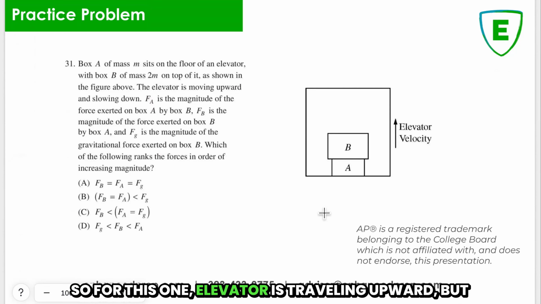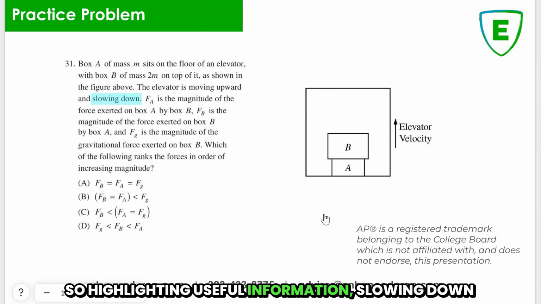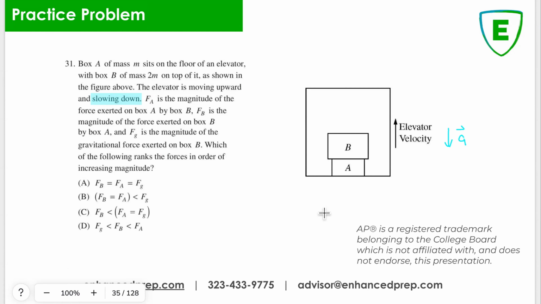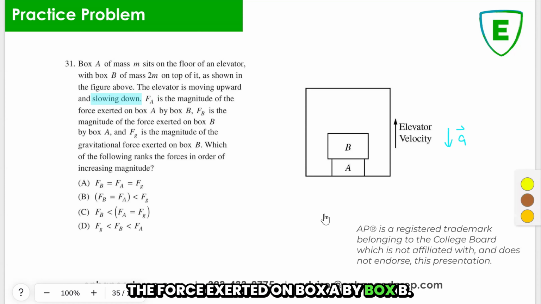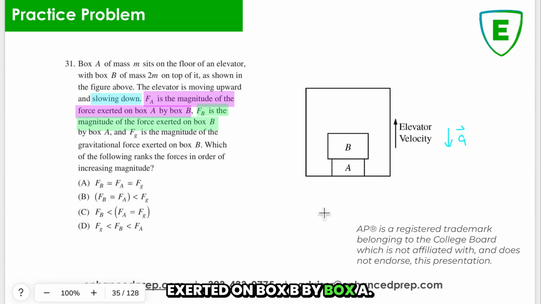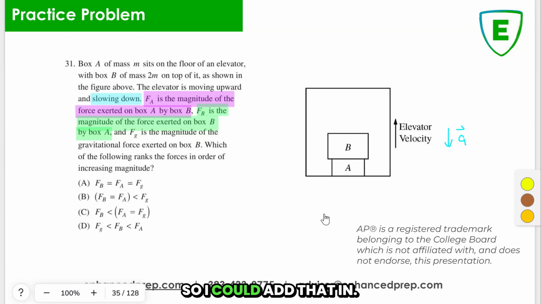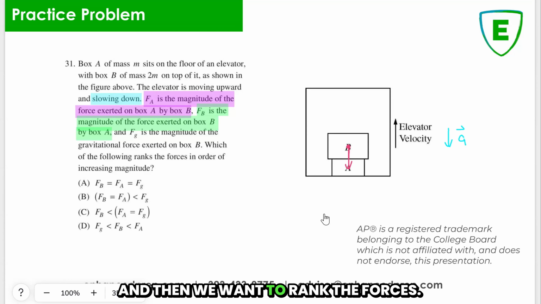So, for this one, the elevator is traveling upward, but we're told that it's slowing down. Highlighting useful information, slowing down means the acceleration is directed in the opposite direction of the velocity. Then we have relationships here. FA, the magnitude of the force exerted on box A by box B, and FB, the magnitude of the force exerted on box B by box A. And then we're looking at a gravitational force, specifically the one on box B. So I could add that in. Right here, I'll say that it's directed downward. And then we want to rank the forces.